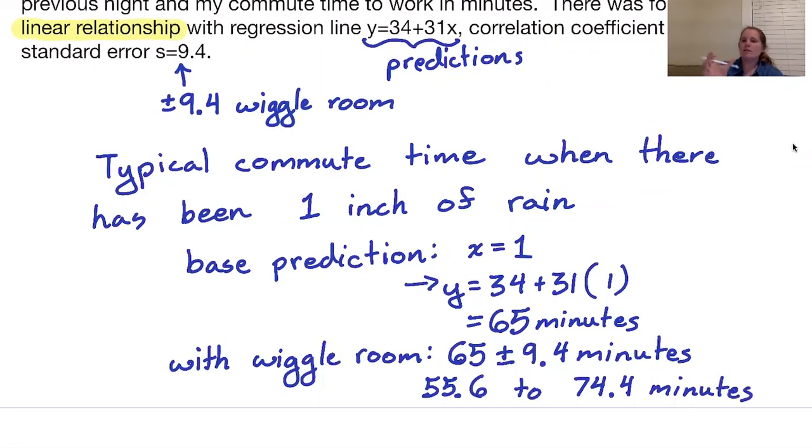So we're just giving ourselves some wiggle room. We're not limiting ourselves to one guess when the line doesn't actually fit the exact points. So this gives ourselves a little more wiggle room for error. So that's the standard error.